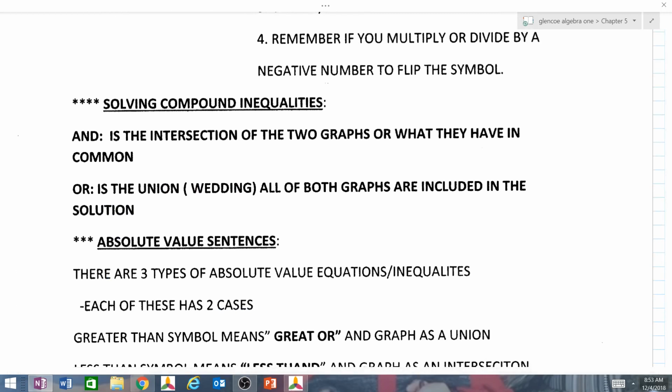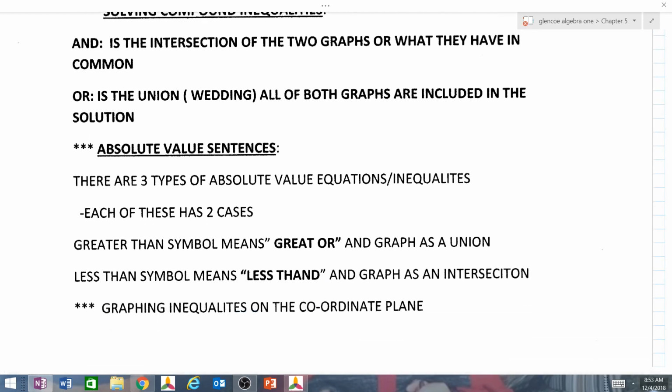Solving compound inequalities, and is the intersection of the two graphs or what they have in common, or is the union like a wedding? Dun, dun, dun, dun. It's all of both graphs. Absolute value sentences. There are 3 types: absolute value equations and inequalities. Each of these has 2 cases. The greater than symbol meaning great or, and you graph it as a union. The less than, and you graph it as an intersection.